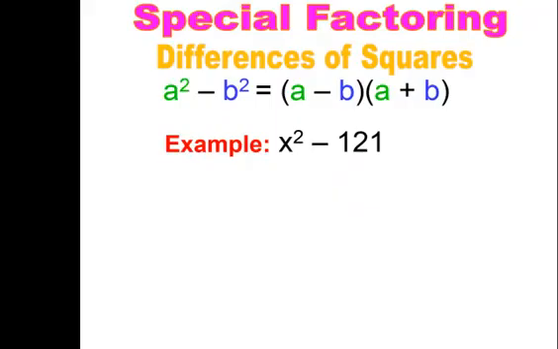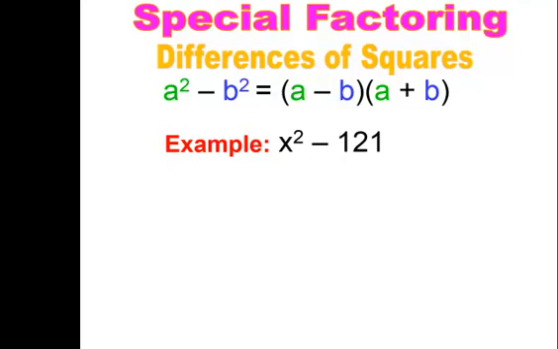Special factoring, the difference of two squares. When we're working with the difference of two squares, here is the rule. When we have a perfect square minus a perfect square, to factor it, it will factor into two binomials, where one of the binomials has a minus and the other binomial has a plus.